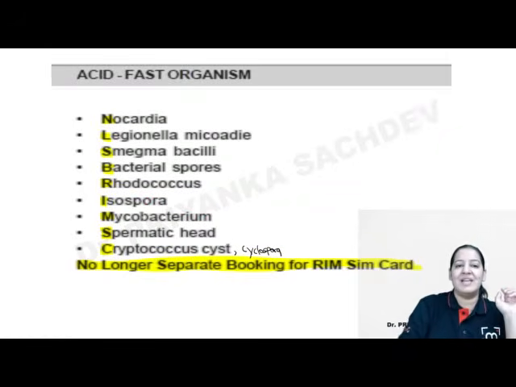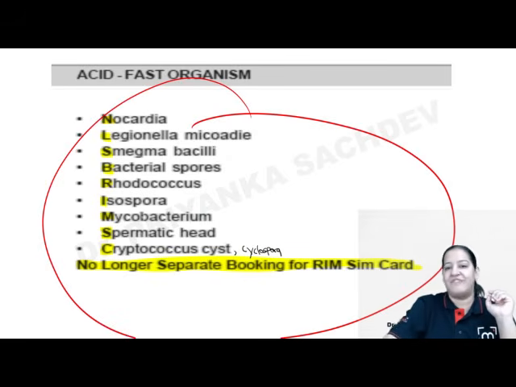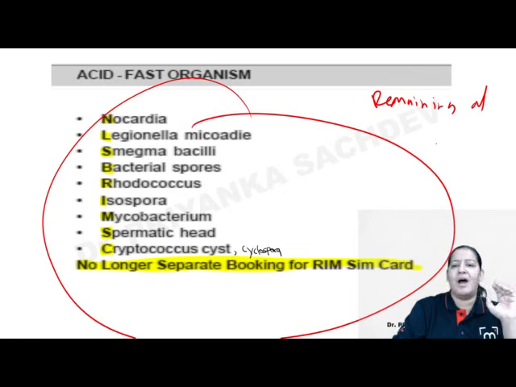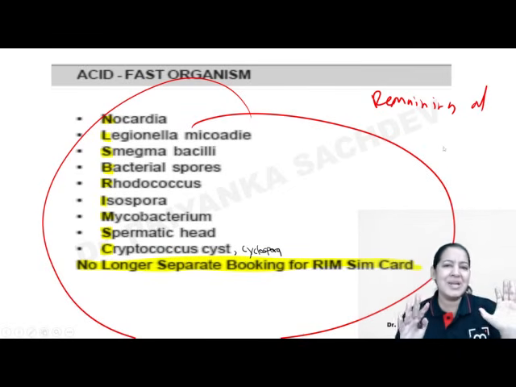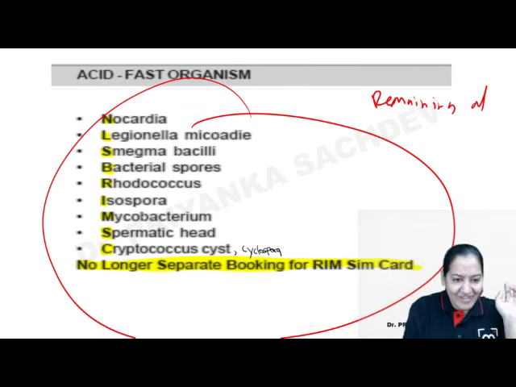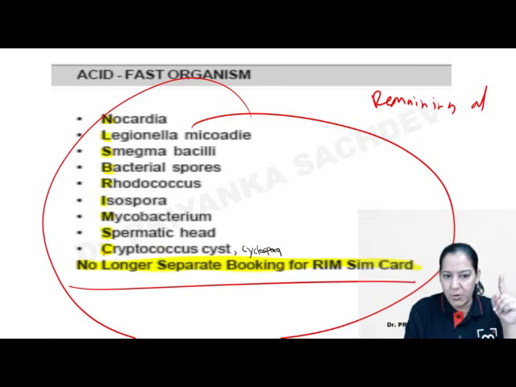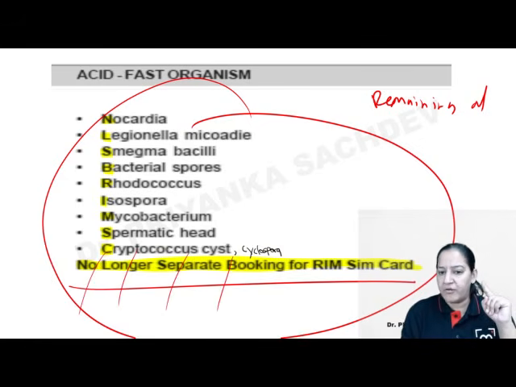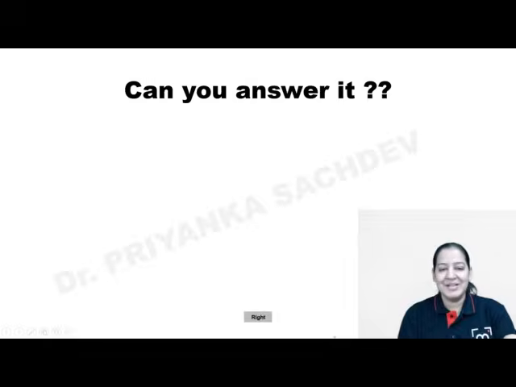Based on acid fast staining, only these organisms are acid fast. Remaining all, all that are left, are non-acid fast. So don't learn the list of non-acid fast. Acid fast are only these. You know the mnemonic. No longer a separate book needed for RIM SIM card. Right? So that is the thing.